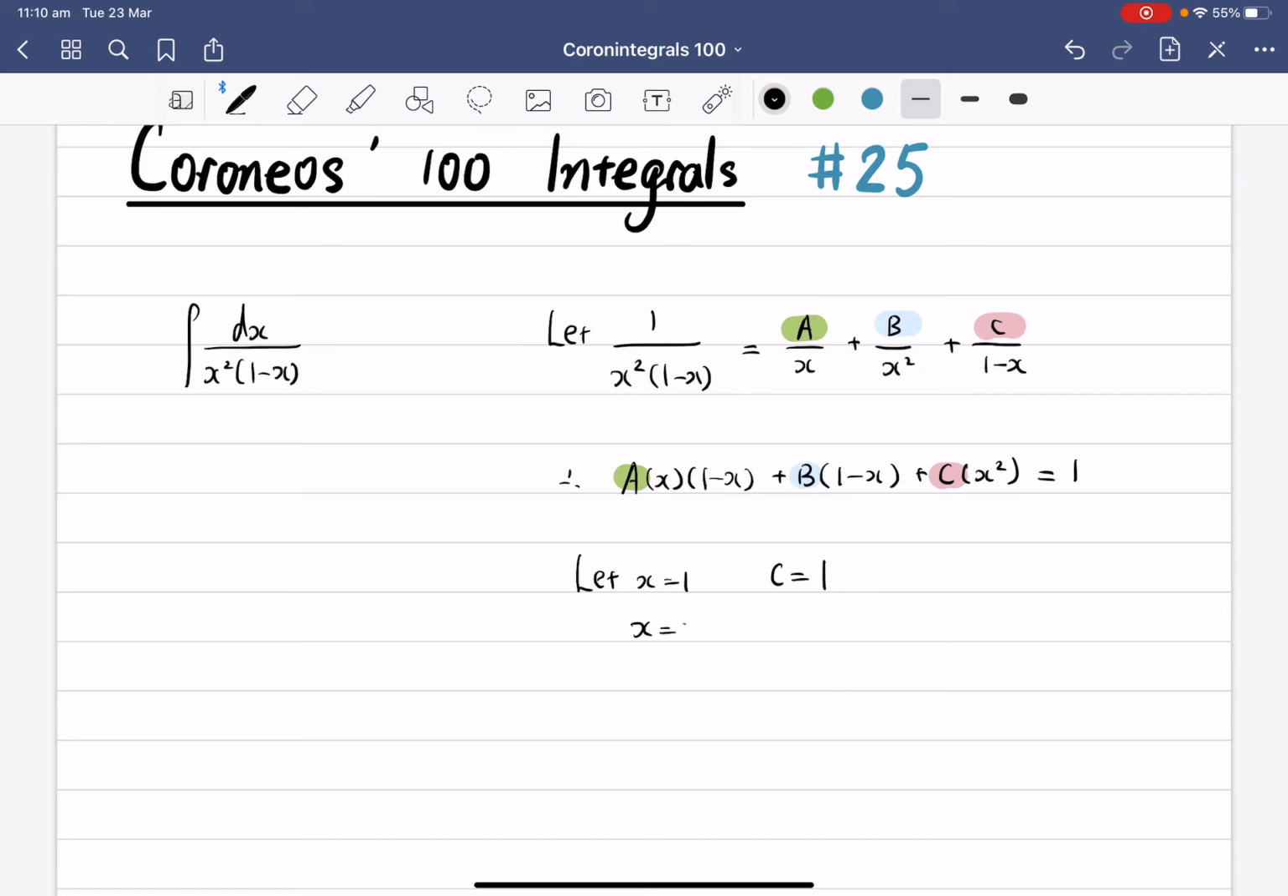If we let x equal 0, then the first term disappeared since you've got 0 here. Then the second term you will have b, and plus c disappeared as well. So it's like b plus 0 is equal to 1, which tells you b is also equal to 1. So we'll get b equals 1.